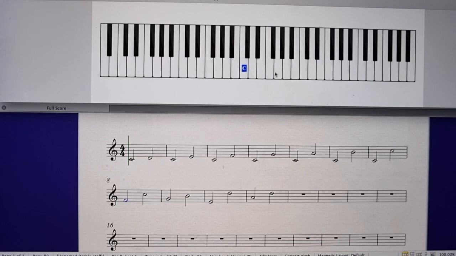We'd already worked out that C to G was how many semitones? 1, 2, 3, 4, 5, 6, 7. So there's 7 semitones in a perfect fifth.